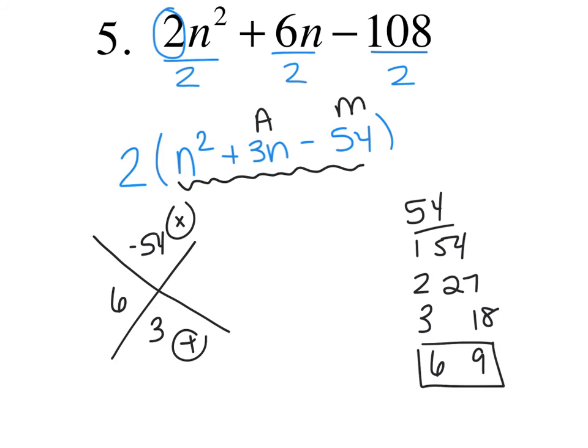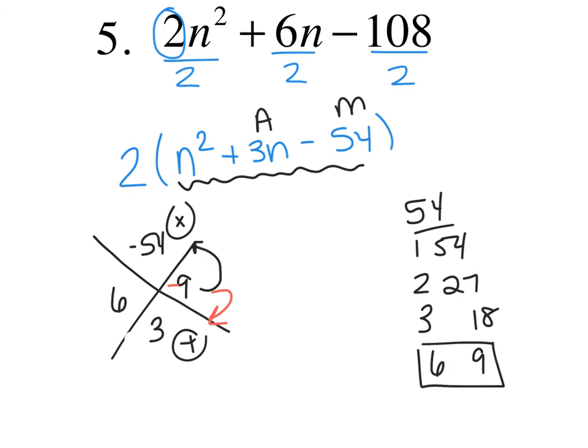So I'm going to put my 6 and my 9 in here. I'm going to multiply them, but I get positive 54. I want a negative 54. So what I'm going to do is make my 9 negative. So 6 times negative 9 is negative 54, so that works. But 6 plus negative 9 is not positive 3, it's actually negative 3. And I want a positive 3.